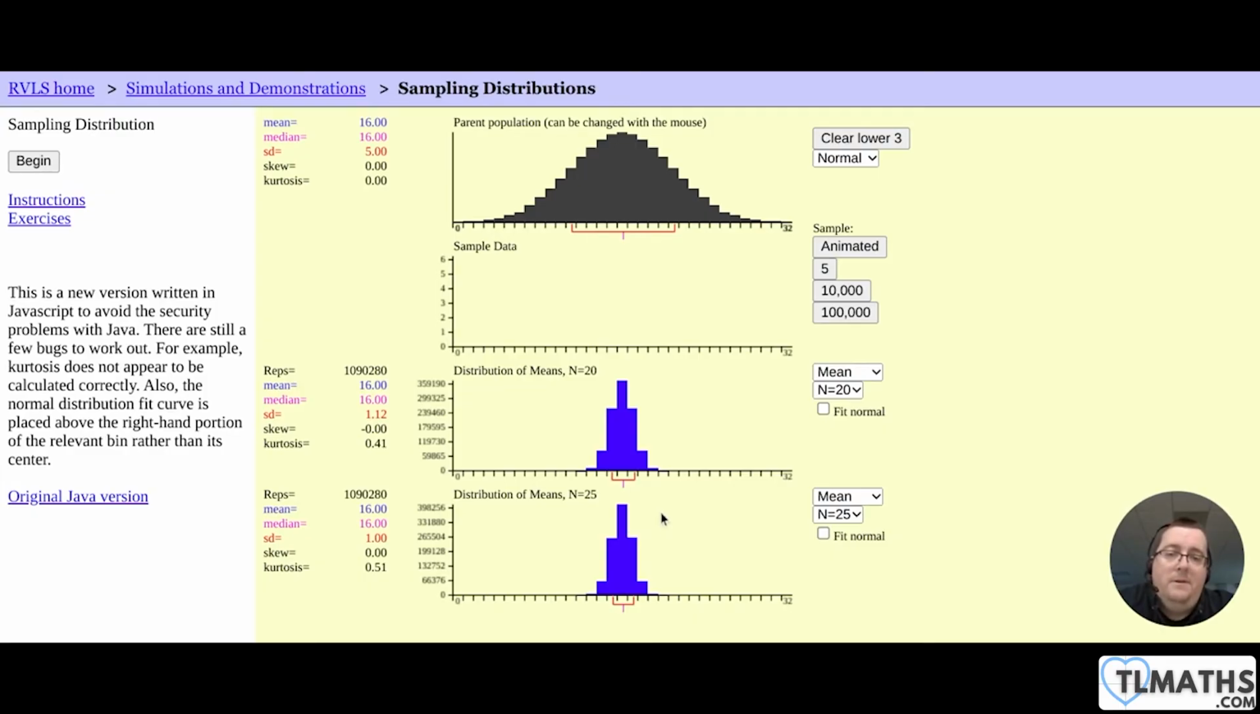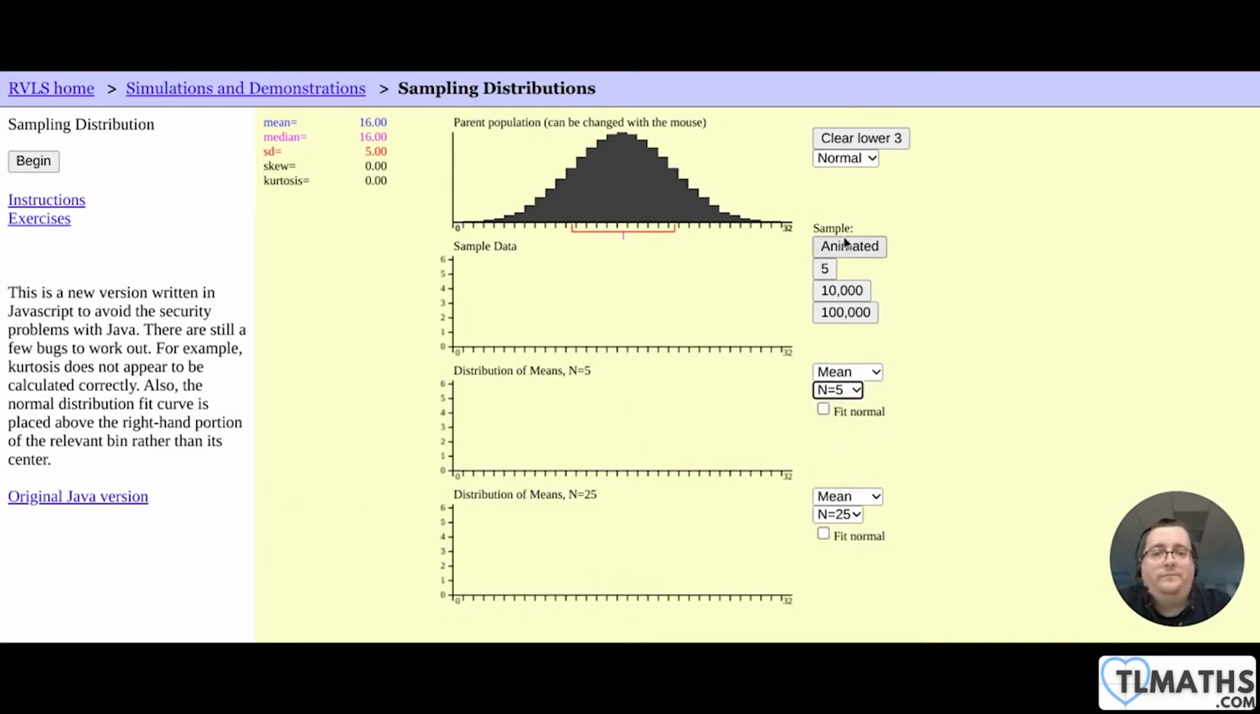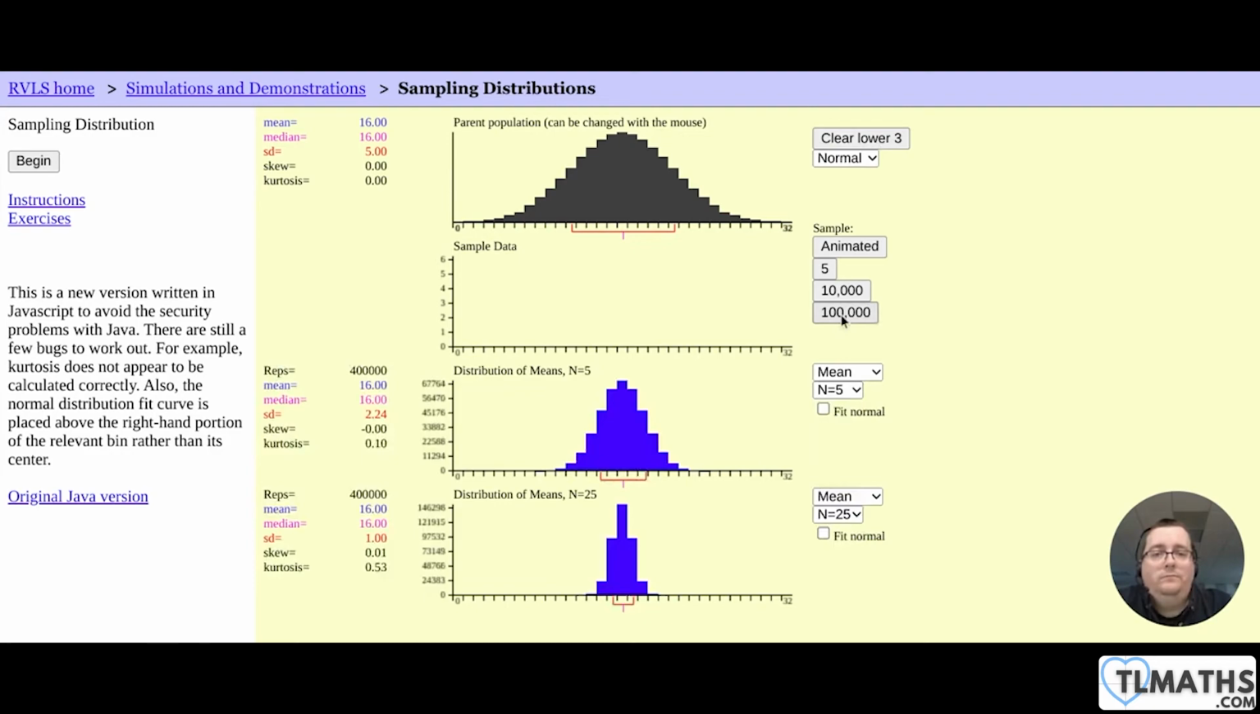So here, this is 5 divided by the square root of 25. That's how you get 1. This 1.12 is coming from 5 divided by the square root of 20. And when we had n is 5 and we had that 2.24, this is coming from 5 divided by the square root of 5.